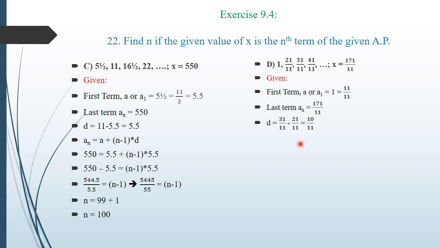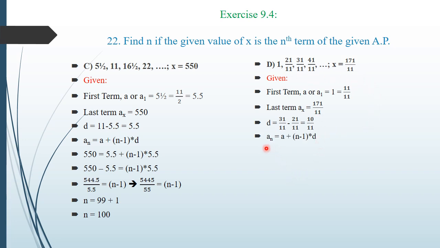Therefore the common difference d is equal to a2 minus a1, or I can also take it as a3 minus a2. a3 minus a2 is nothing but 31 divided by 11 minus 21 by 11. As the denominators are the same, I can directly subtract the numerators and keep the denominator as it is. 31 minus 21 is going to be equal to 10 divided by 11 here. Therefore the common difference d for this AP is going to be 10 divided by 11.